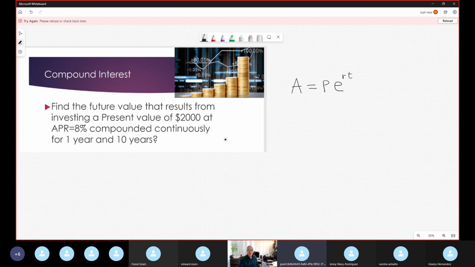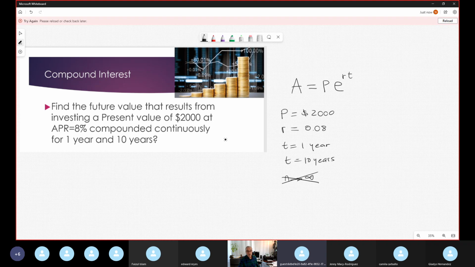Ok? And P is obviously 2000. And the interest rate R is 0.08. And T is 1 year and 10 years. So the problem has to be answered: compute for 1 year and compute for 10 years. And M has no sense because it's infinity.